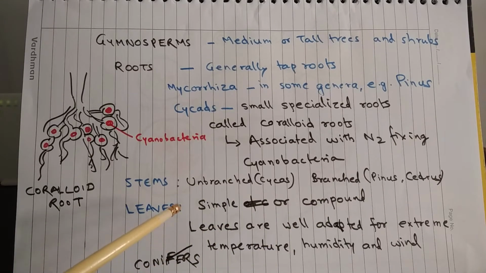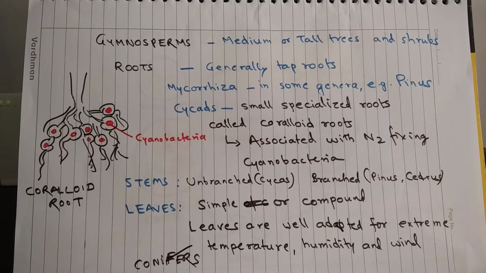Leaves can be simple or compound. The leaves of gymnosperms are well adapted for extremes of temperature, humidity and wind. For example, conifers have needle-like leaves, and because of the needle shape of the leaves, the ice cannot stay on leaves; it drops down because of the shape of the leaf. Because the thin leaves do not provide enough space for ice to stay over there, that is how they get saved from getting destroyed under extreme cold because of ice deposition.